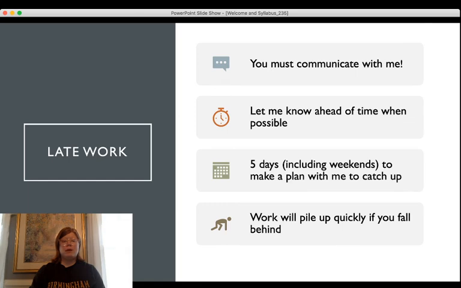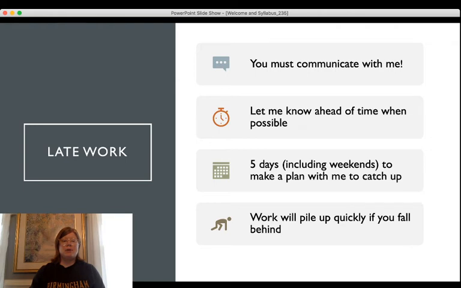My late work policy. Because we're living through a global pandemic, I'm inclined to be pretty lenient on late work, but that doesn't mean that I'll accept any assignment at any point during the semester. So my late work policy is basically that you have to communicate with me. You can't just not say anything about a missed assignment and then turn it in 6 weeks late. That won't do at all.